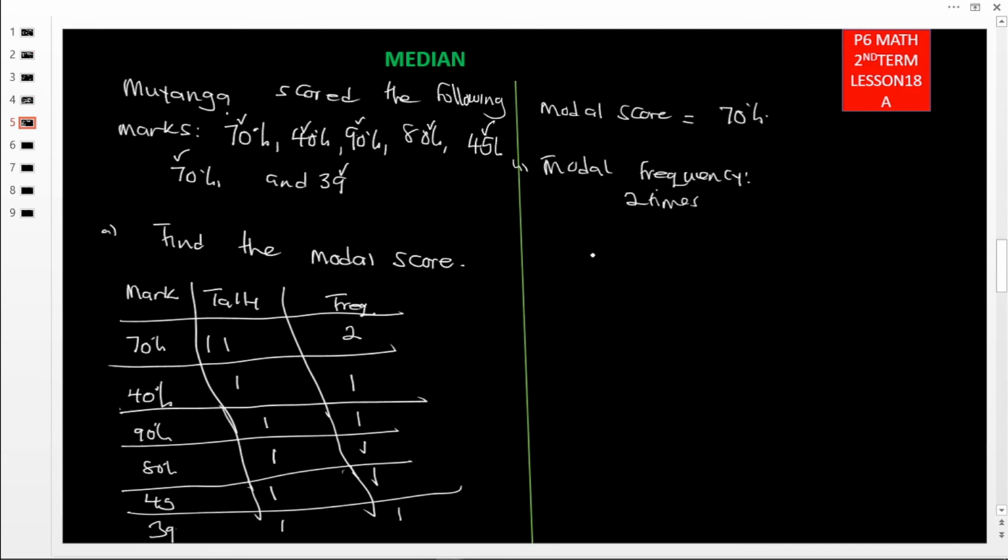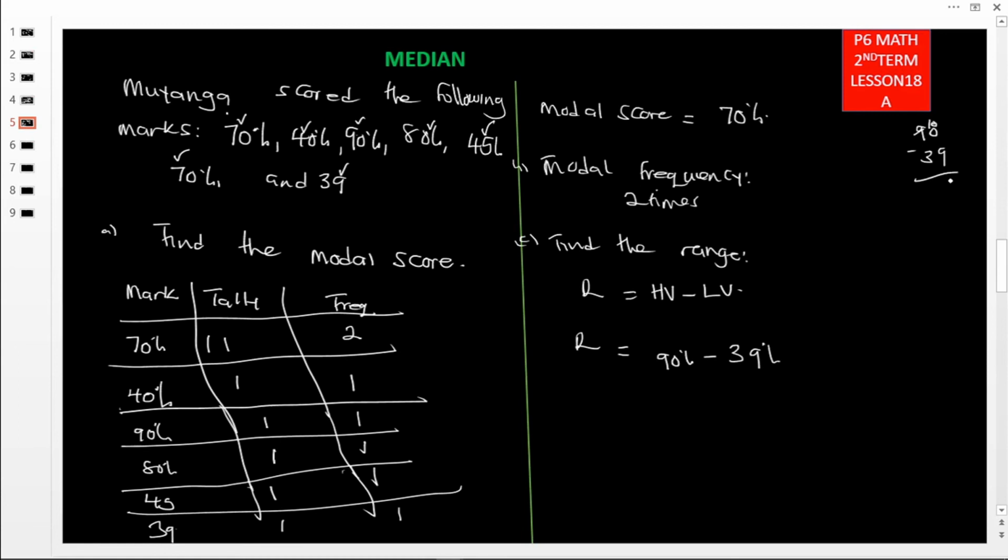And then part C, they are telling us to find the range. Range is equal to highest value minus lowest value. So our range is equal to, what is the highest here? The highest is 90% minus, what is the lowest? The lowest is 39%. So 90 minus 39. We regroup, this one becomes a 10, we remain with the 1. 8, take away. So the range is 51.